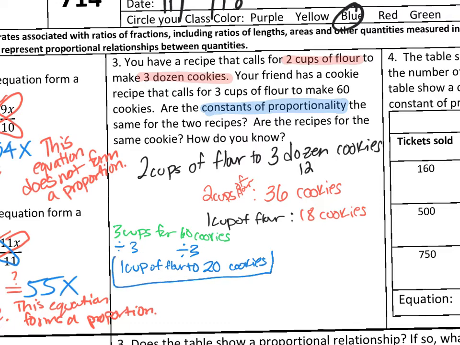So the unit rate for the second batch is 1 cup for 20 cookies, and the unit rate, or the constant of proportionality in this case, for the first ratio is 1 cup of flour for 18 cookies. Do they have the same constants of proportionality or same unit rates? No, they do not. Are the recipes for the same cookie? Probably not, because the recipes give you different quantities, so it's probably not the same cookie. That's how I know, because their unit rates are different. So I'm going to take a second to write that sentence. Once I write it, you can write it yourself. Go ahead and pause the video.